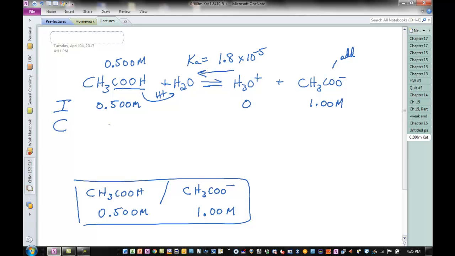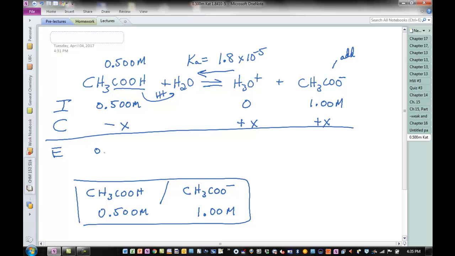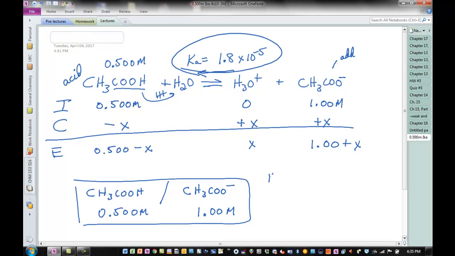But we'd still set it up and say, well, some of our reactant will react. We're going to get a little bit of hydronium. We're going to get a little bit more of the conjugate base. And at equilibrium, there are our concentrations. Since I started with the acid, remember this is an acid, we need the Ka value. So our Ka is equal to 1.8 times 10 to the negative fifth, products over reactants.